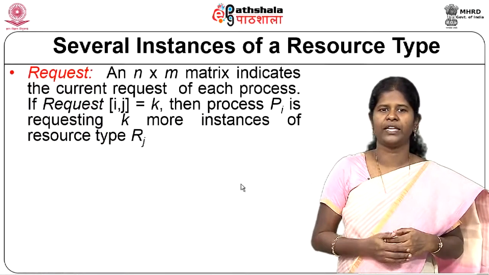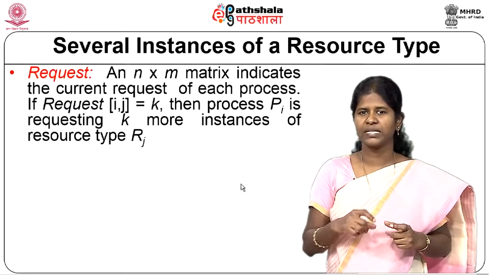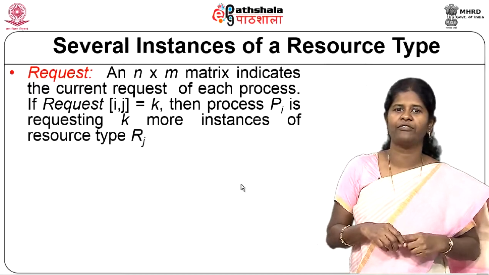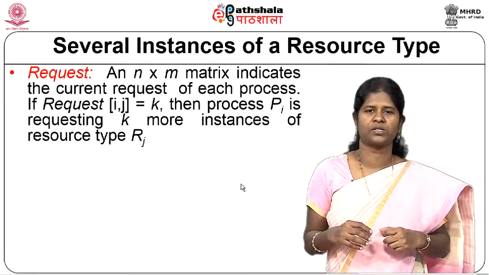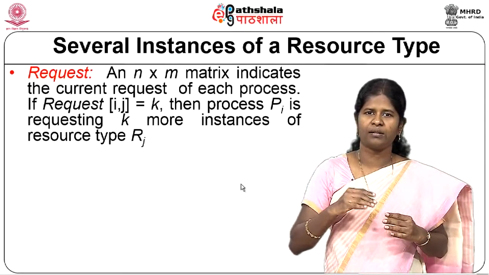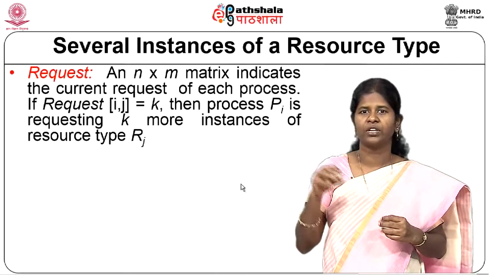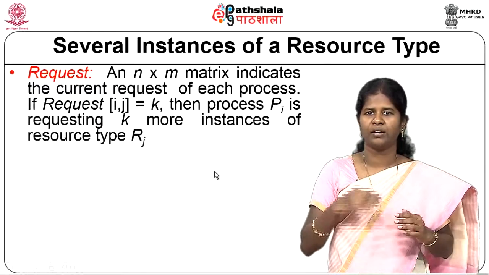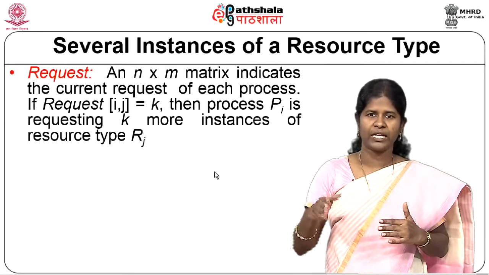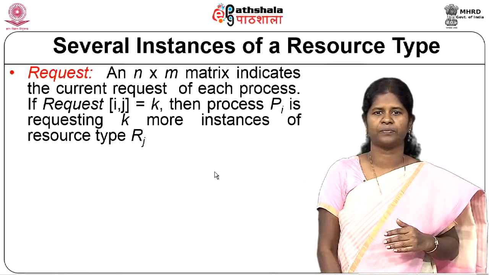And then you have another matrix, again an n by m matrix. This is the request matrix. So, this is different from the Banker's algorithm that you have. This is the matrix that indicates the current request of each process. So, here each process is currently requesting some instances of resources that are available. So, if request[i][j] is equal to k, then the ith process is requesting k instances of the jth resource type.